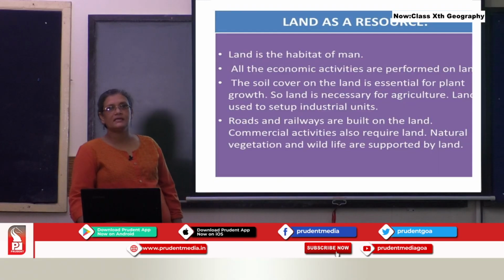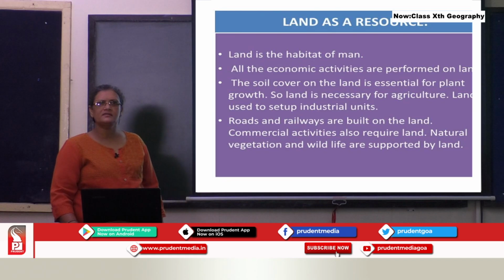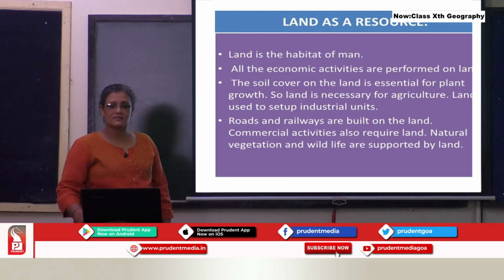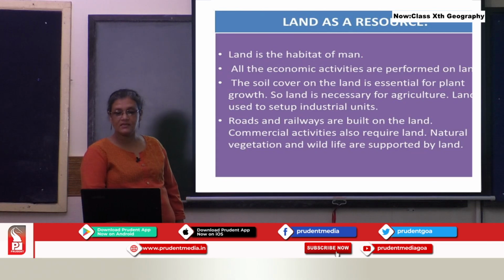Let's come to the sixth point, land as a resource. We take land for granted so much that these points will help you to ponder upon land as a resource. What is the use of land? First, it is the habitat of man. All economic activities are performed on land. The soil cover is essential for plant growth. Therefore, land is necessary for agriculture.